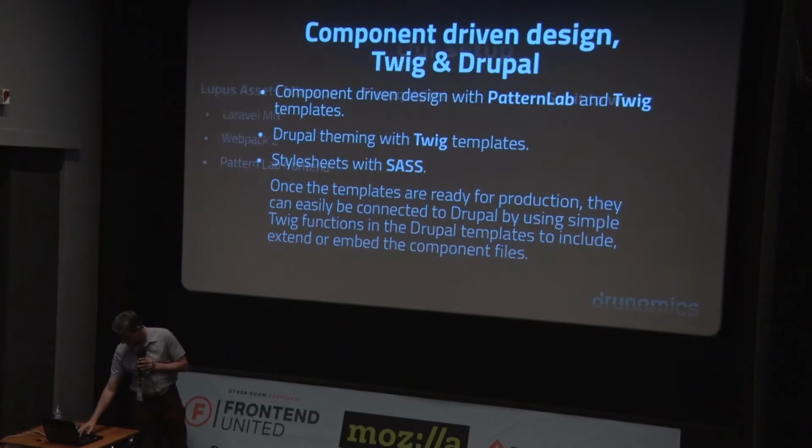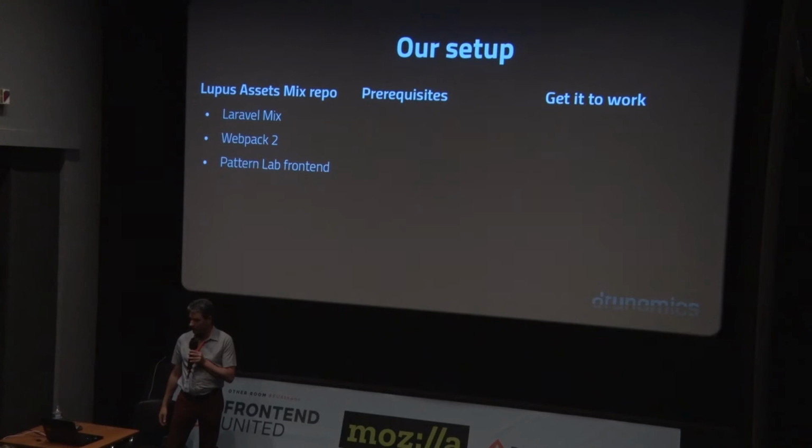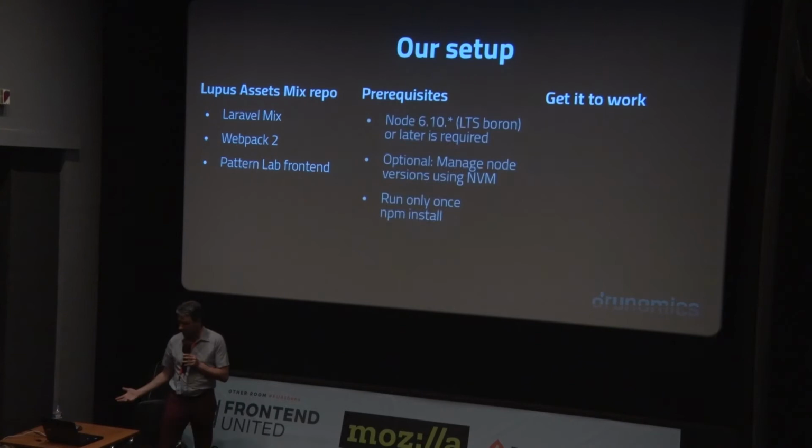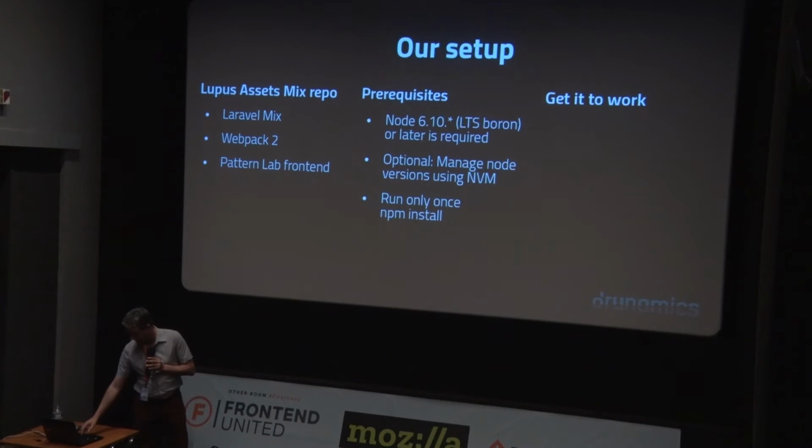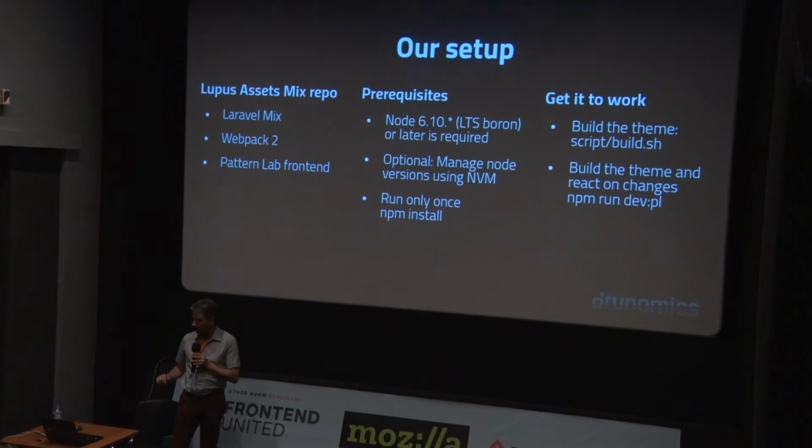Okay, and then we started to build our own setup. So this is called Lupus Assets Mix Repo. Don't ask me why, it's that name. So this is a Laravel Mix, it has Webpack in it, and it has a Pattern Lab frontend. And you need for it only Node 6.1. Optionally, you need to manage Node via NVM, and run npm install only once. You only have to install it once, and everything is installed in your environment. To get it to work, you have to build the theme, and this is done by a script, or build the theme and work on it, and then it automatically refreshes.